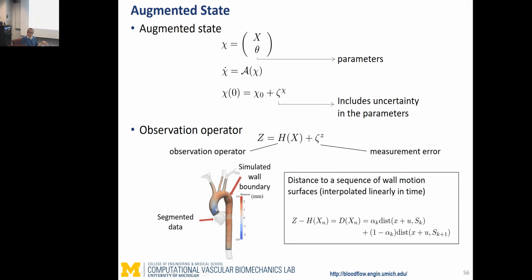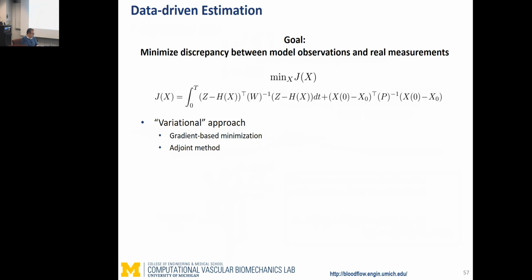Z is going to be your data. In this case, the data is going to be the time series of positions of the wall. And h of x is going to be what you need to calculate once you have your solution to produce the numerical counterpart of your data. So in this case, it's our wall boundary calculations. And the difference between the two is a discrepancy. And you want this to be minimum.